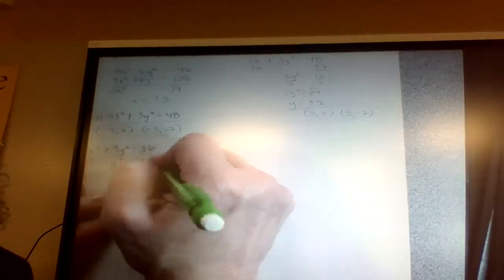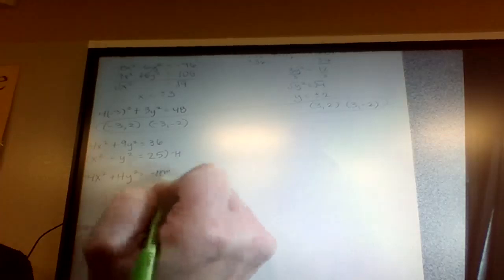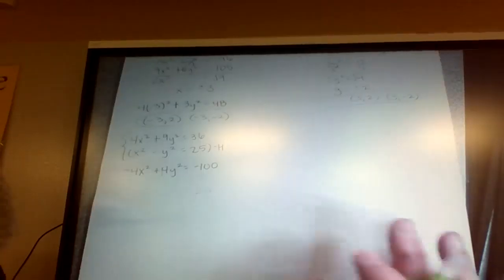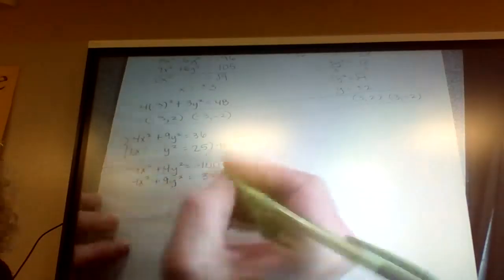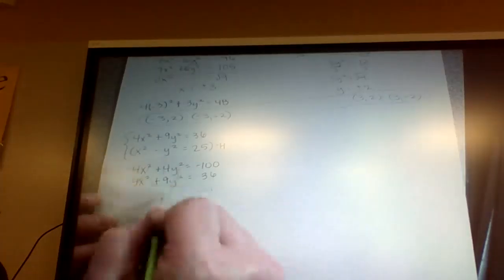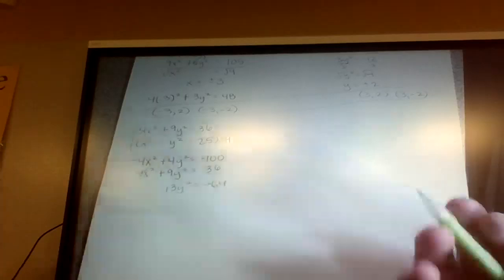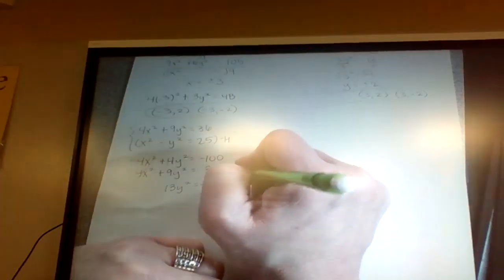Multiply this one by a negative 4. It is ugly, but what you need to know is just because it's not pretty doesn't mean it's no solution. It's no solution when it ends up being negative. So the x's cancel out and you're left with 13y squared equals negative 64. That's going to leave you with a negative under a radical, right? And that's imaginary. So that is a no solution.